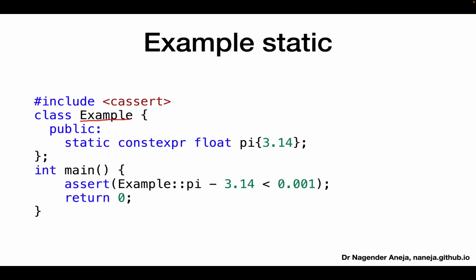So we have a class Example. We need to make it public so that each object can access it, and we can access it through the class as well. We don't need get and set because its value cannot be changed anyway. So pi is a constant expression, its value must be known at compile time, and it's static, shared among all instances of the class. Then you can use it with the class name, the scope resolution operator, and then pi.